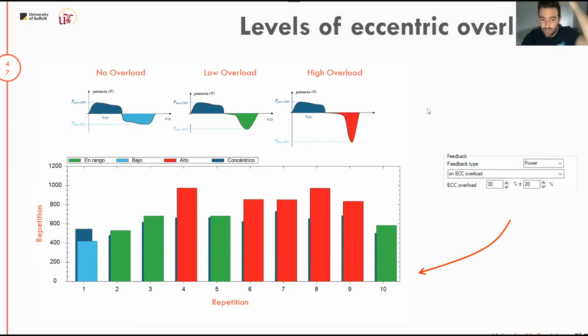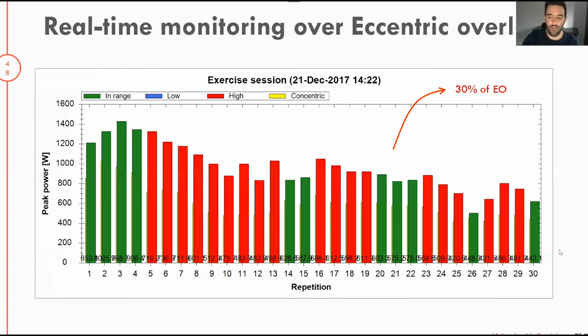And also on the SmartCoach software, you can monitor with real-time feedback the eccentric overload. Here, we set the software to show a 30% of eccentric overload with a range of 20% of error. So here you see that there is no eccentric overload. When there is green bars, means that you are on the range of the eccentric overload, so 30%. The red ones is when you achieve an eccentric overload higher than 30%. So this is another option to be used, even to monitor in real time with flywheel devices.